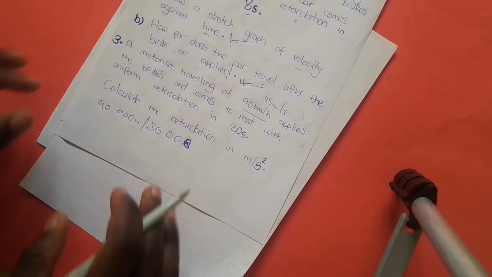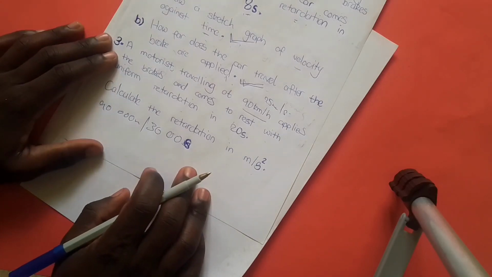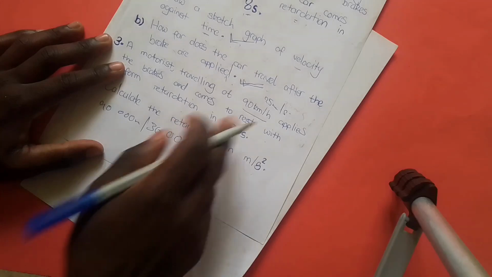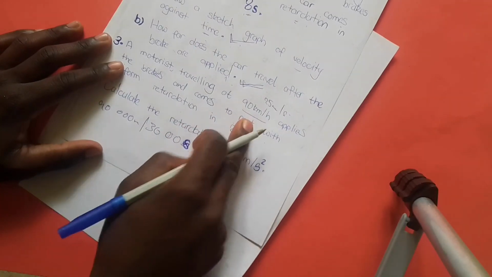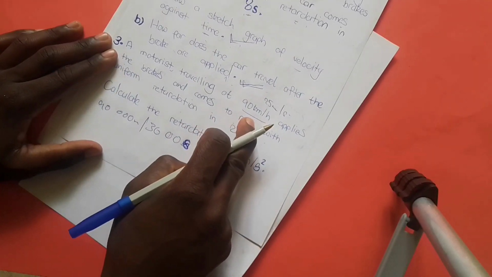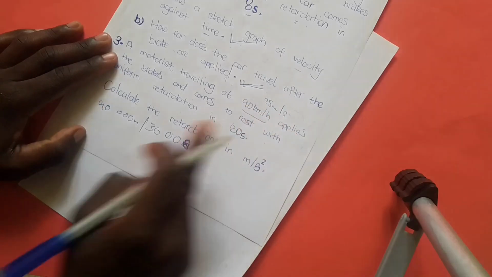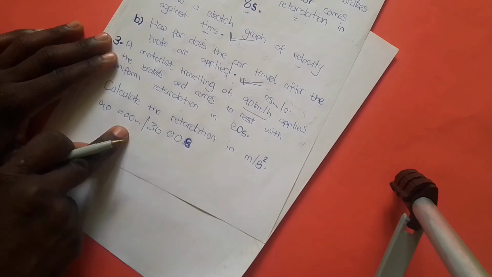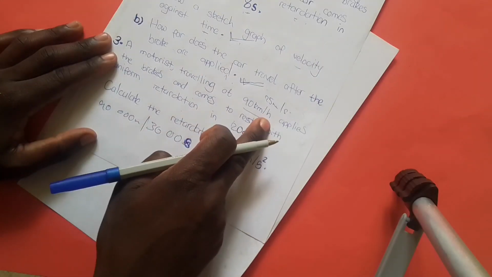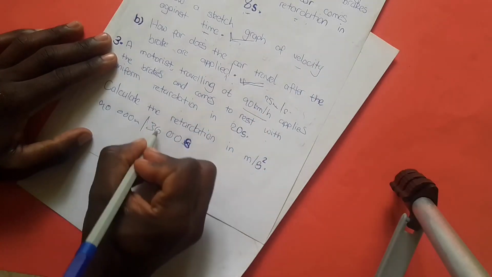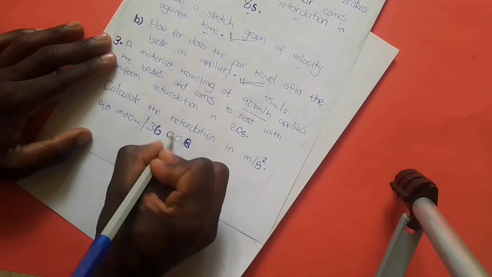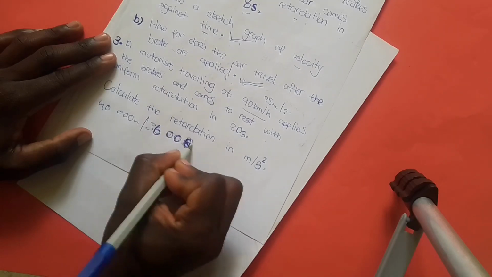So this is a very easy question. The only tricky part is that it's in kilometers per hour. If we convert to meters per second, it would be 25 meters per second. So how did I find that? 90 kilometers is equal to 90,000 meters. 1 hour is equal to 3600 seconds.